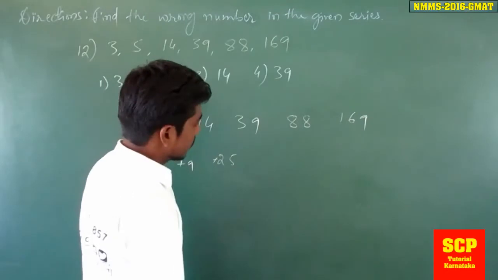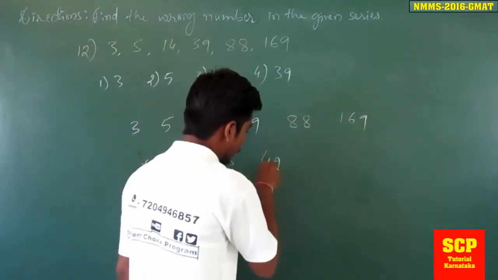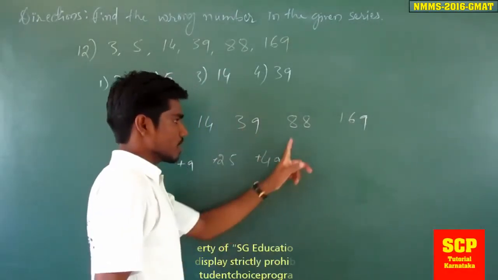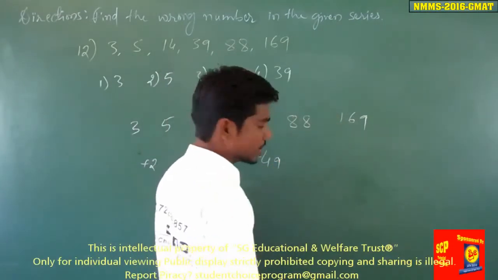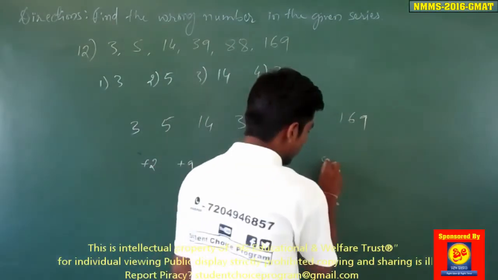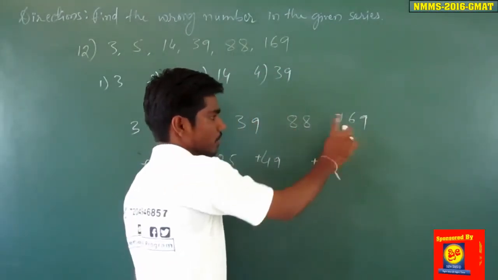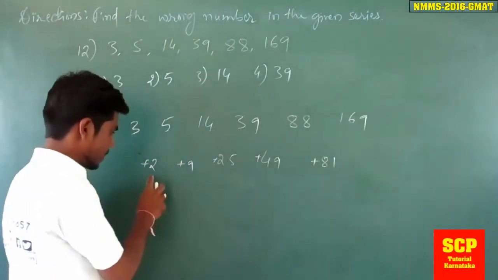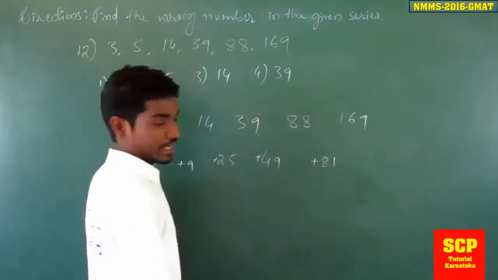Now, 88 is obtained when I add 49 to the 39. That is 39 plus 49 is what? 88. Next, 169 is obtained when I add 81 to what? 88. That is 88 plus 81, 169. Well friends, see here. Plus 2, plus 9, plus 25, plus 49, plus 81.